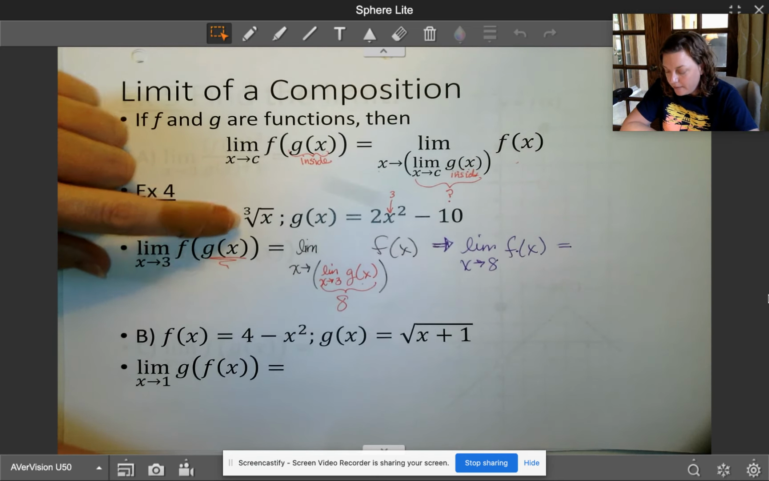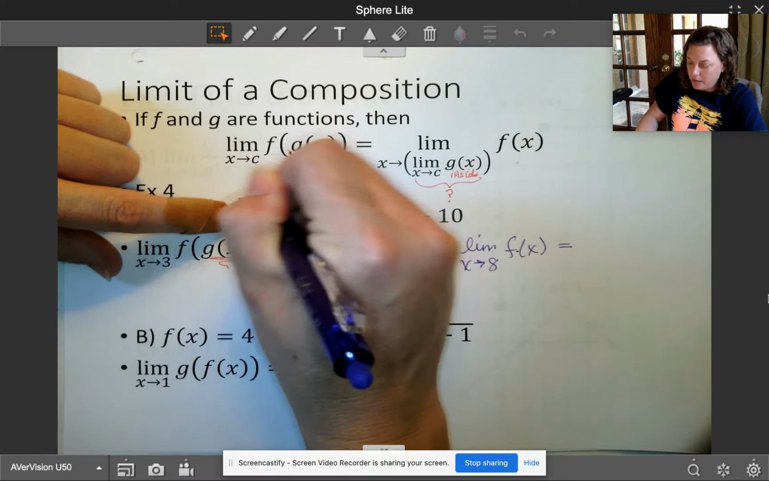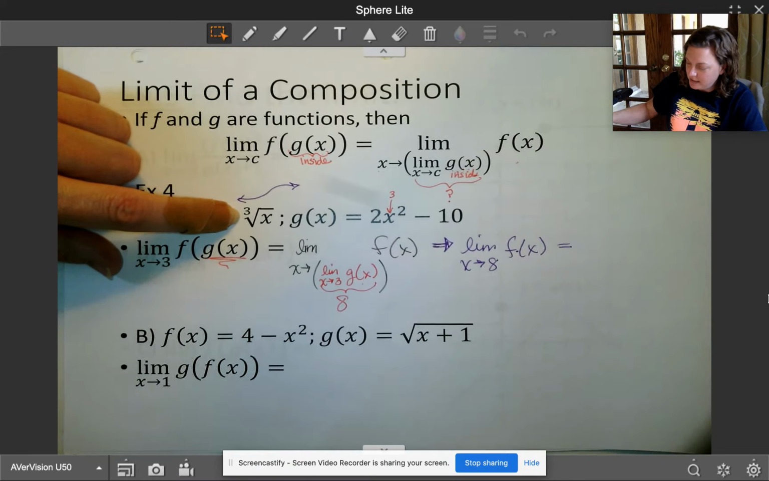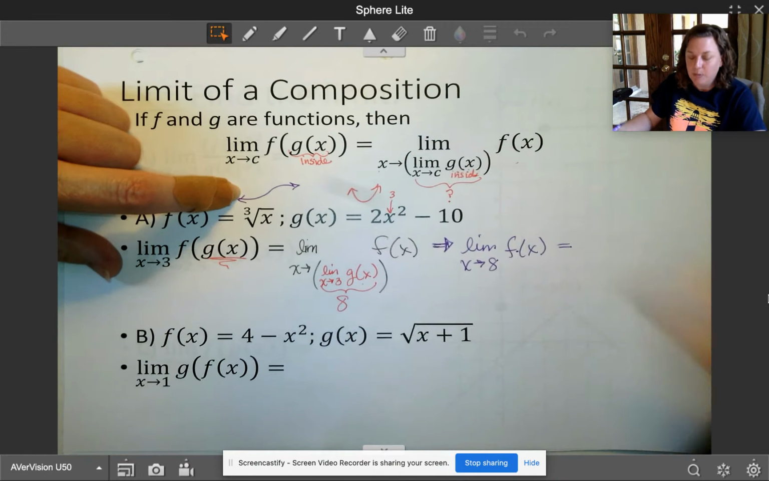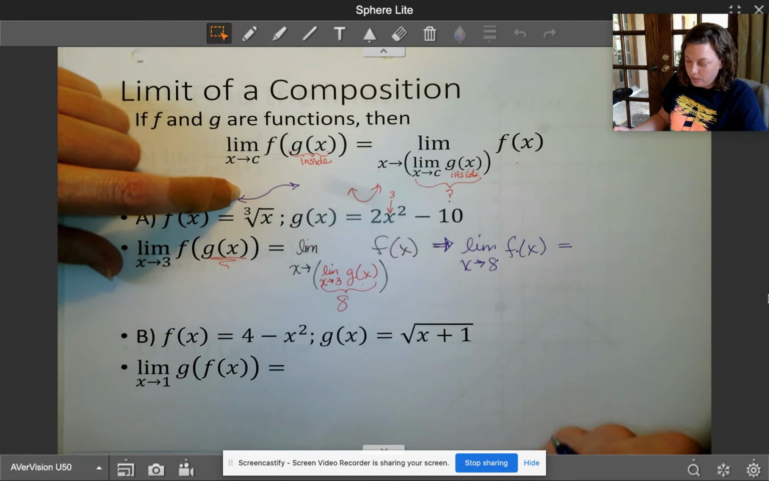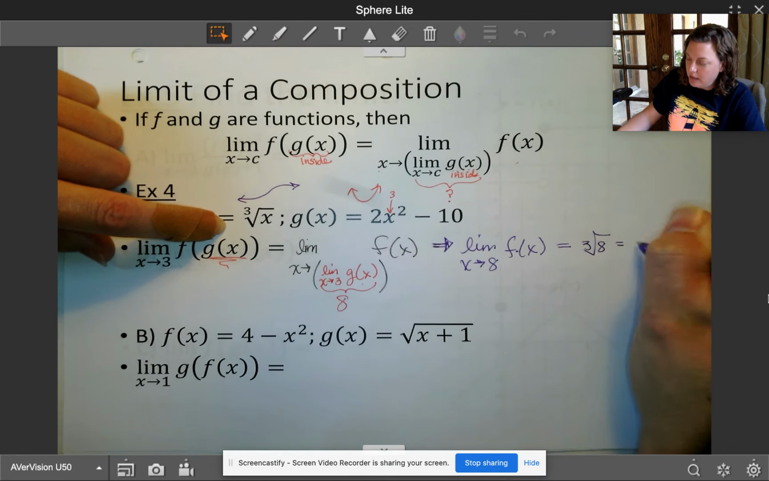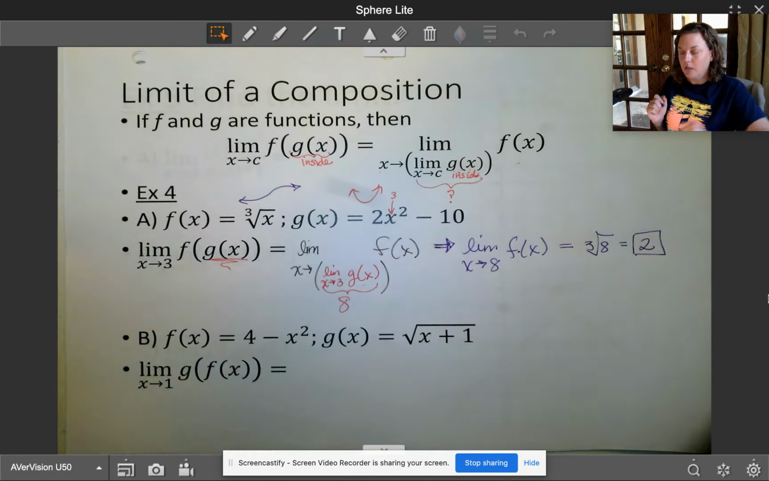So now f of x is a cube root function. If you remember, that's a breaking wave function. All right, this one was a nice smooth parabola. This one's nice and smooth and continuous too, so I think we can do some direct substitution. So that's just going to be the cube root of 8, which is 2.